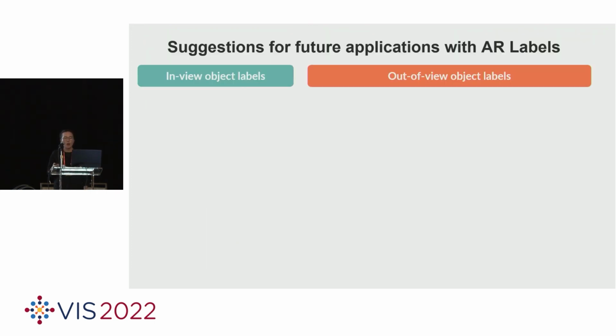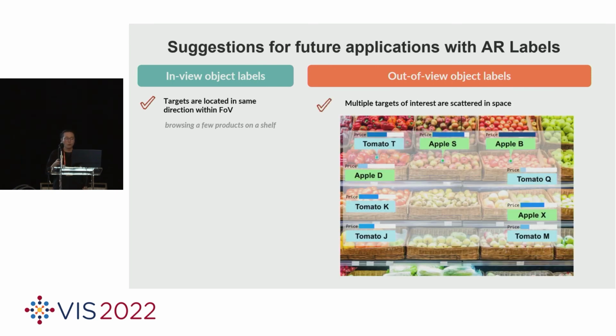To conclude, our study results provide design implication for future AR applications. On the high level, in-view objects labels can be suitable for targets that are within the same direction, such as a few products on the shelf. Or for tasks that involve sparse objects in the physical environment, out-of-view labels can be beneficial, such as an entire fruit section in a supermarket.